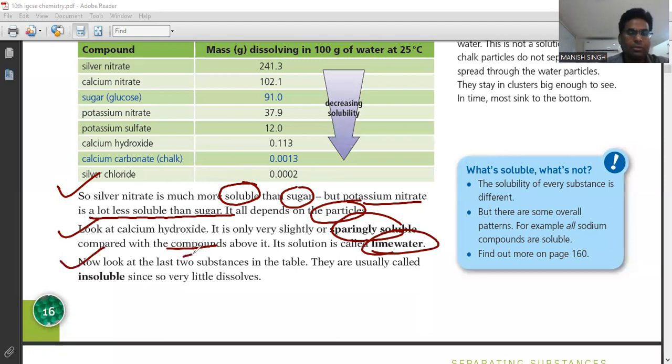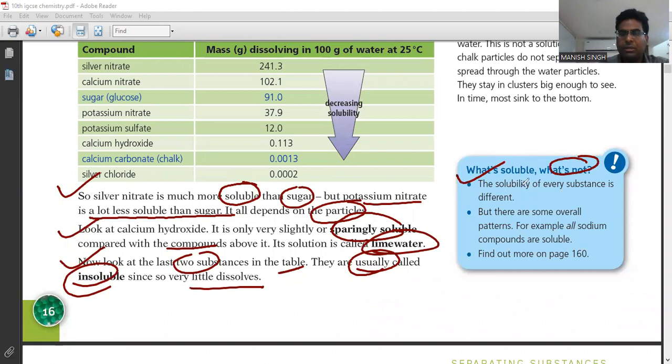Now look at the two substances in the table. They are usually called insoluble since they dissolve only a little bit, right? So what is soluble and what is not? The solubility of every substance is different, but there are some overall patterns. For example, all sodium compounds are soluble. Find out more on page 160.